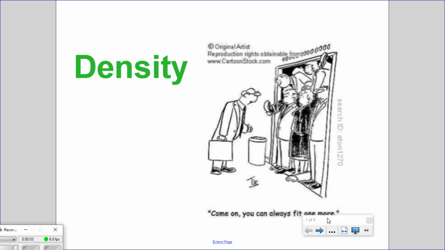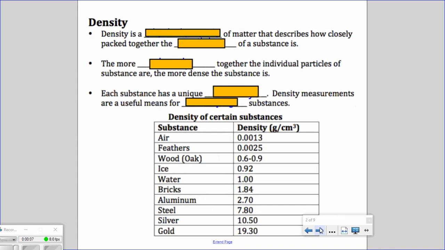In this video, we will cover density and calculations for density. So density is a physical property of matter that describes how closely packed together the particles of a substance are. The more closely together the individual particles of a substance are, the more dense the substance is. The less they're packed together, the less dense the substance is.